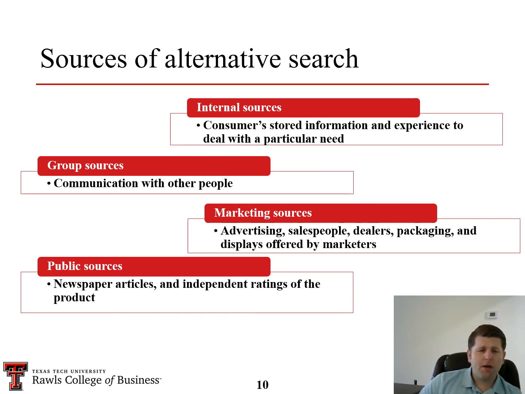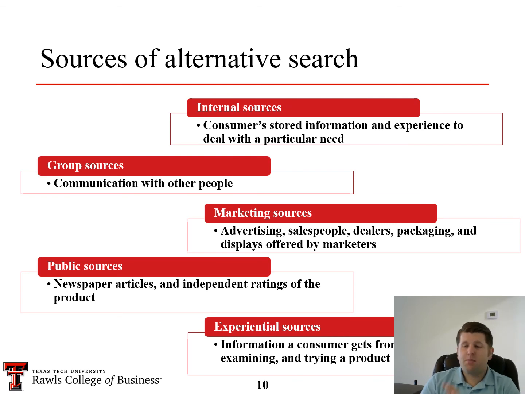We could also look at public sources, so this might be from newspaper articles, or what we're probably most familiar with is ratings of a product online. So this could be through Consumer Reports, or we could look at even ratings on Amazon, public ratings, or on Yelp whenever we're trying to find a restaurant.